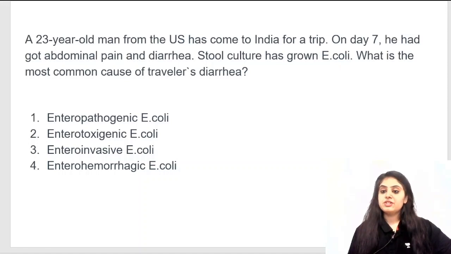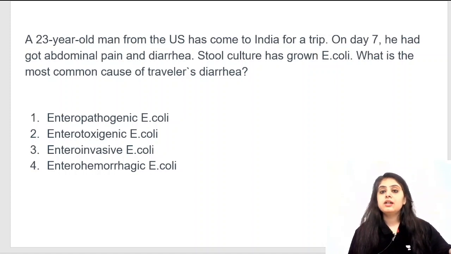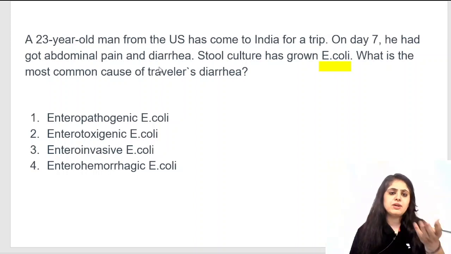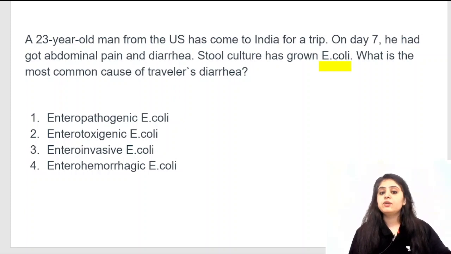Starting with the next question. Here you have a 23-year-old man from the US who has come to India for a trip. On day 7, he had abdominal pain and diarrhea. Stool culture has grown E. coli that has been described to you. And what is the most common cause of traveler's diarrhea? So you have a lot of organisms, all of them are E. coli that are mentioned. So let's try to work it out.